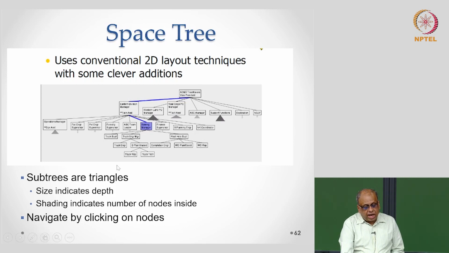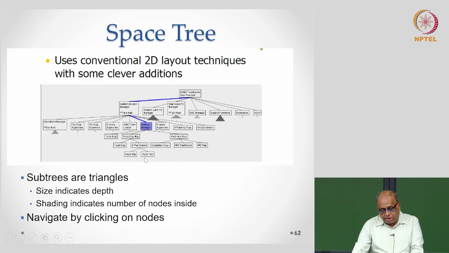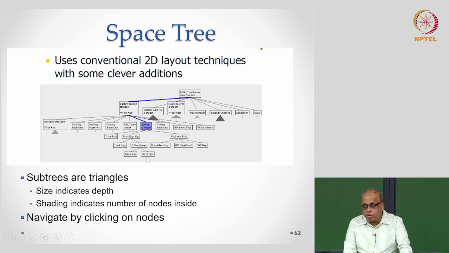So SpaceTree is another visualization which is similar. That also uses this focus plus context. Here they show the parent and the child, and for some parts that are not of interest to the user, they show a triangle. Subtrees that are not of interest to you are shown as a triangle, where the size indicates the depth and the shading indicates the number of nodes inside.